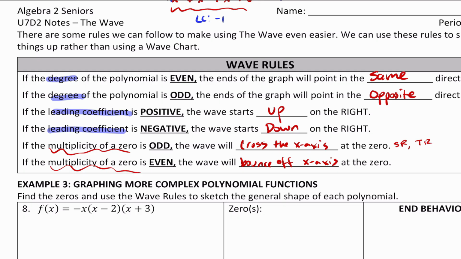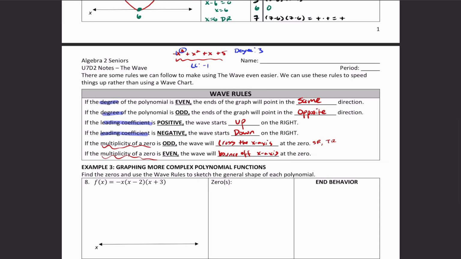Now, if the multiplicity of a zero is even, then we bounce off the x-axis. So if you have x equals 7 twice, x equals 7 and x equals 7, that's our double root. That zero, x equals 7, has multiplicity 2, and it is even. It will bounce off the x-axis at that zero. So we're going to follow all of these rules.